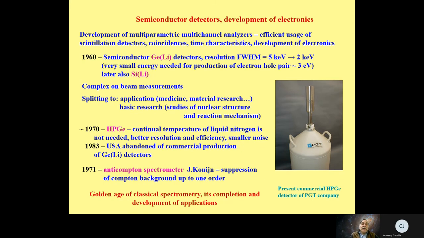And in 1970, they started to work with high purity germanium, not only germanium doped by lithium. A very big advantage of high purity germanium is that, because for germanium detectors you need a very low temperature, which is that of liquid nitrogen, for a working high purity germanium detector it's necessary to have this temperature of liquid nitrogen, but it is not necessary for a detector which is not on high voltage, which is not used for measurement.